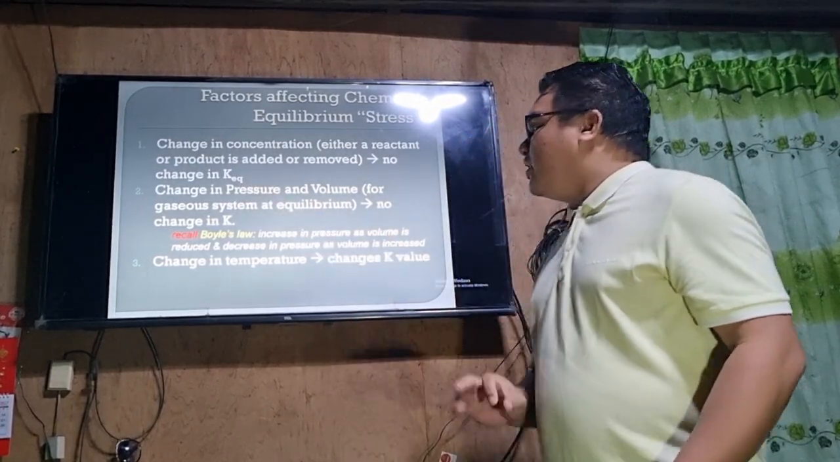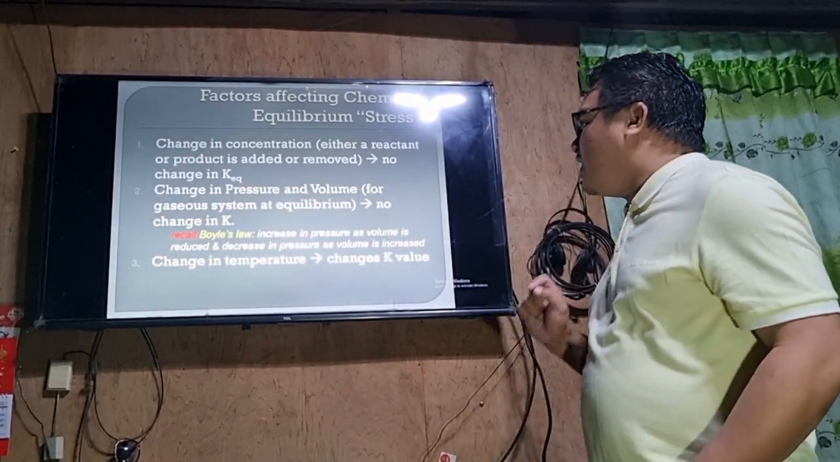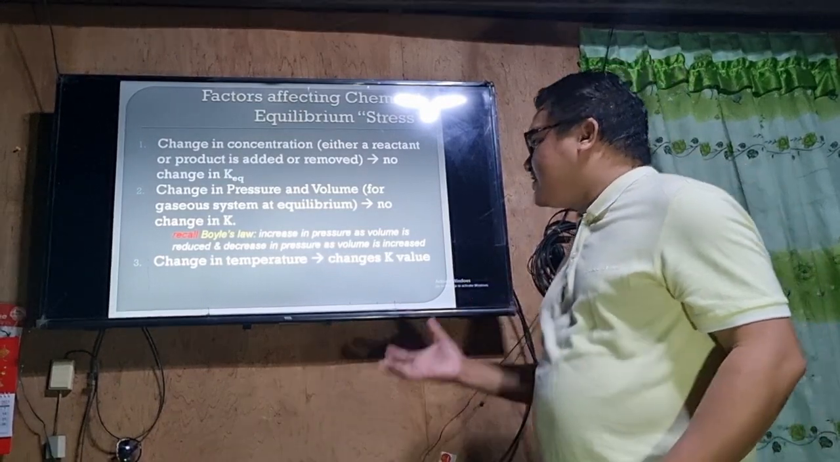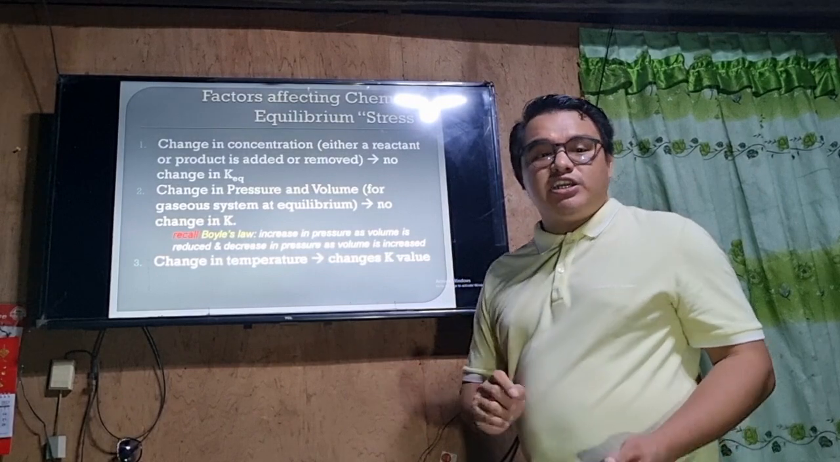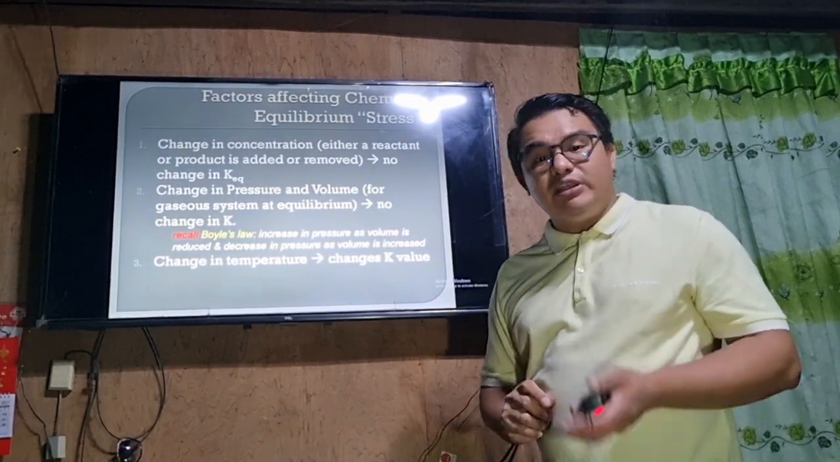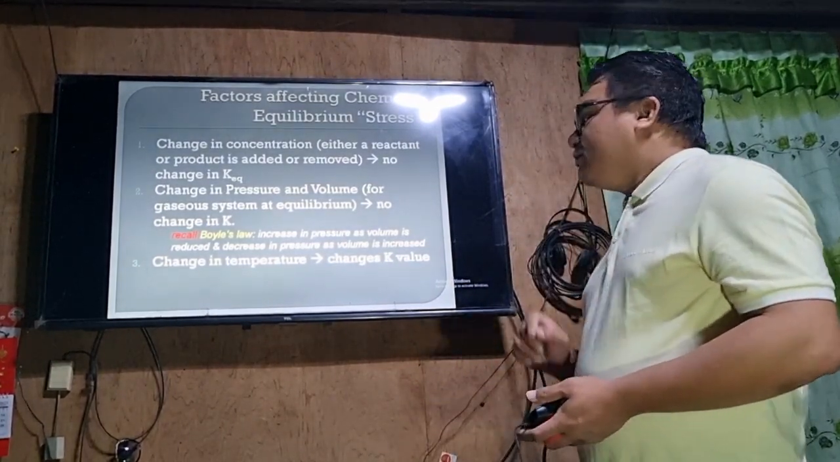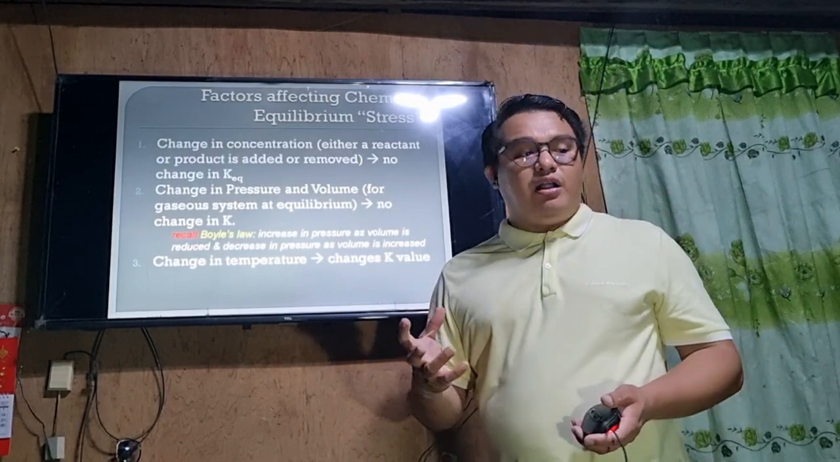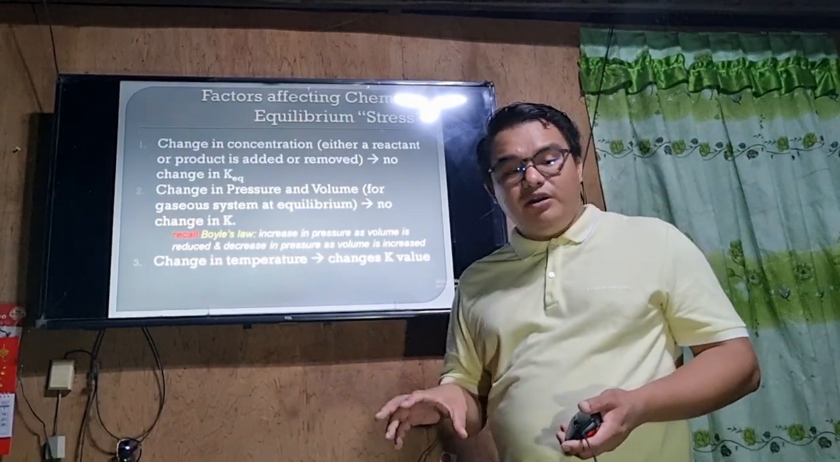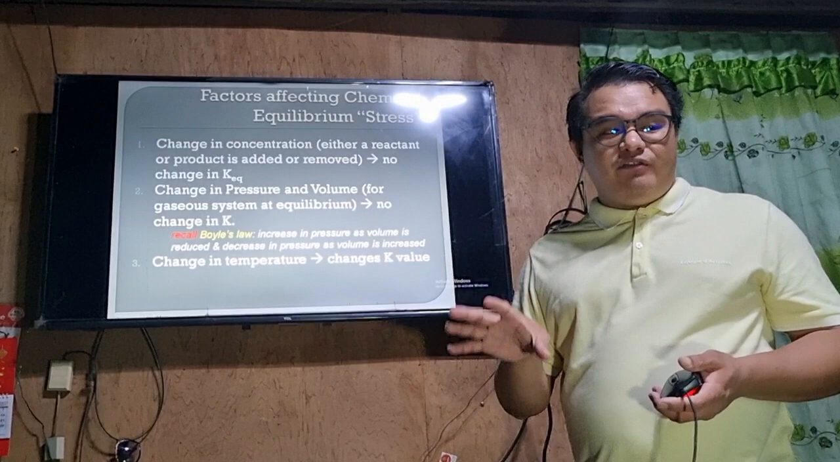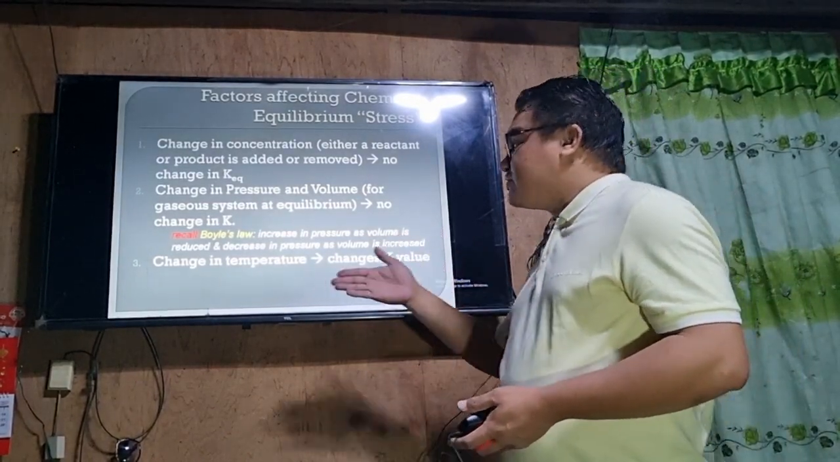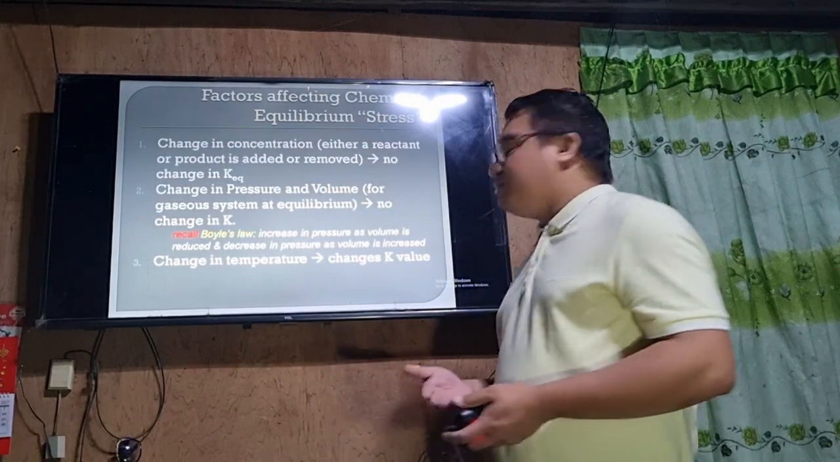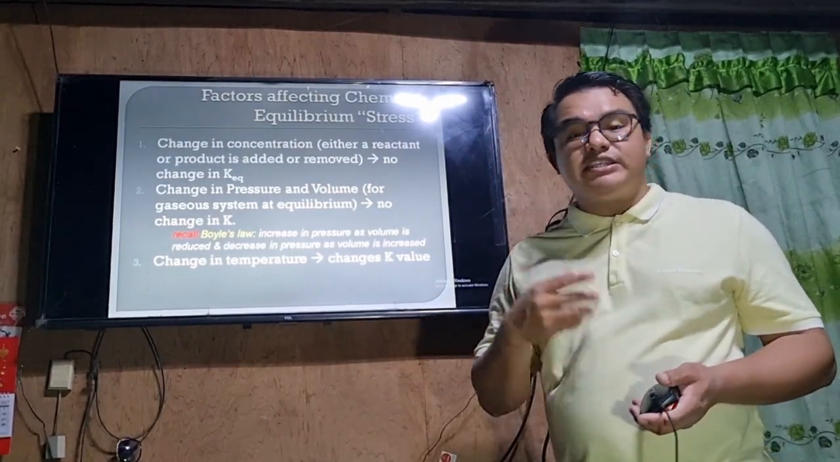Now the second one is change in pressure and volume for a gaseous system at equilibrium. Therefore, there's no change in the equilibrium constant. All we have to do is to recall Boyle's law, which states that an increase in pressure reduces volume and a decrease in pressure increases volume.